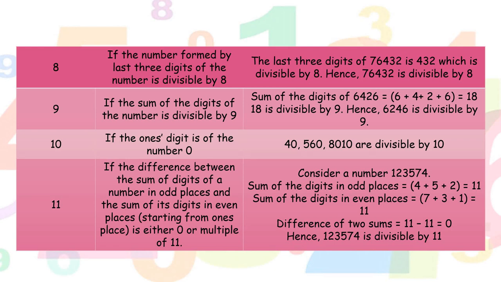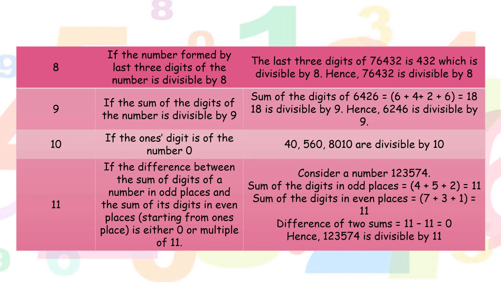Next, 8, if the number formed by the last three digits of the number is divisible by 8. Okay, in 4 what was it? Last two digits, but for 8 it will be last three digits. So the last three digits of 76,432 is 432, which is divisible by 8. Hence 76,432 is divisible by 8.